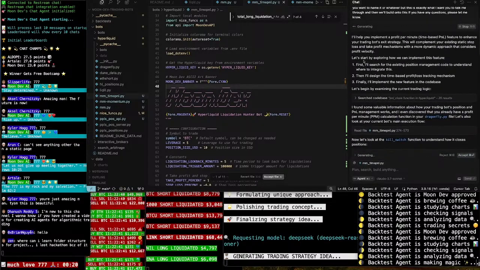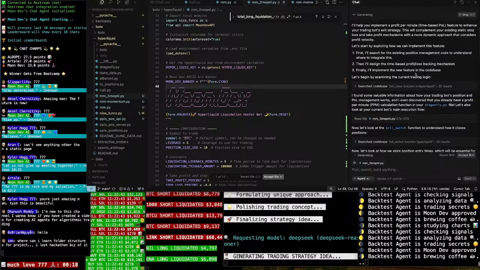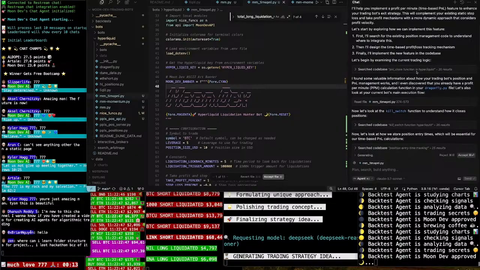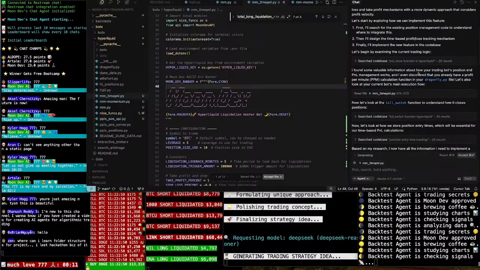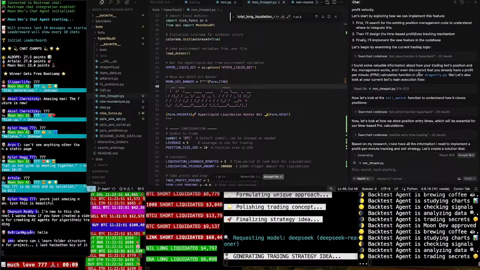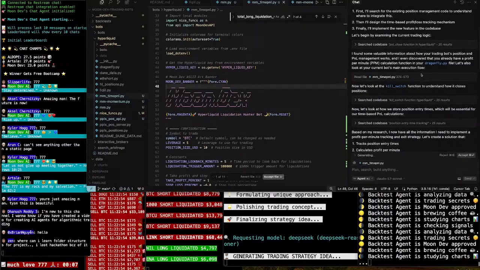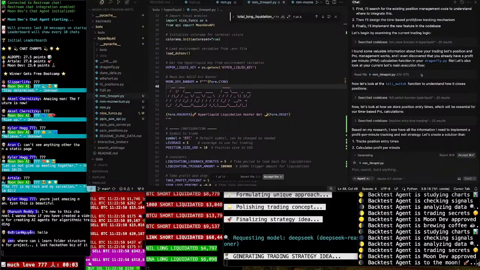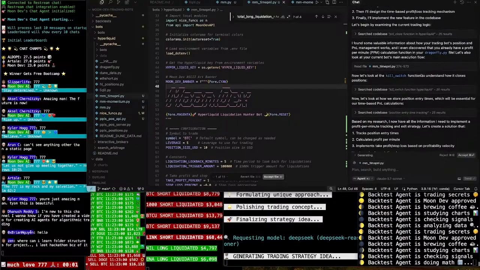Okay, so first, let's start by exploring how we can implement this. First, I'll search for existing position management code to understand where to integrate this. Then I'll design the time-based profit loss tracking mechanism. Finally, I'll implement the new feature in the code base. Let's begin by examining the current trading logic.